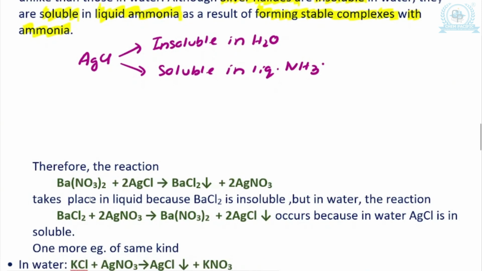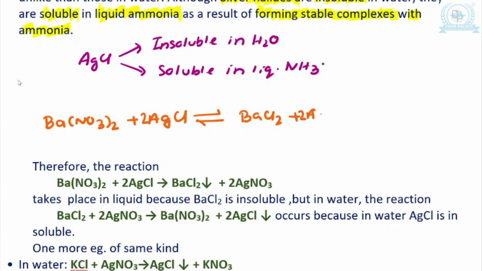Now the reaction we are going to do is very interesting, because the reaction is the same, but the direction of the reaction is determined by the nature of the solvent used. So this is the forward reaction, which results in the formation of BaCl2 and AgNO3. And the backward reaction will result in the formation of the left-hand side. Now, the important part: we have already discussed that AgCl is insoluble in water, so AgCl will form a precipitate in water but not in liquid ammonia. Clear?